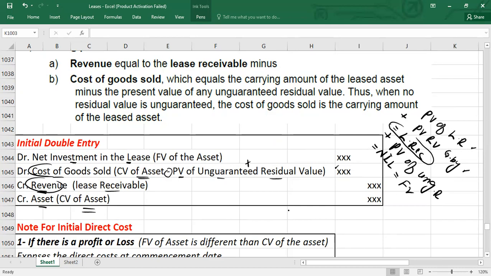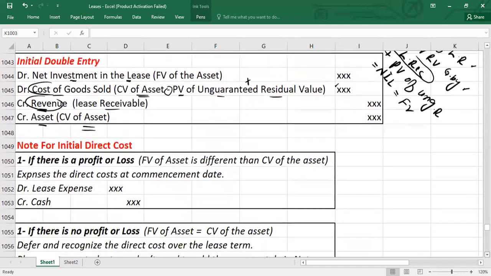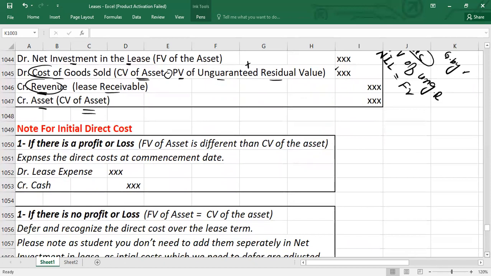And here we have a few more points, because sometimes there could be an initial direct cost relevant to the lessor. The lessor might pay some direct costs like finder's commission, etc. So if you have any initial direct cost at the time of initial recognition and measurement, guys, you also need to treat the initial direct cost.